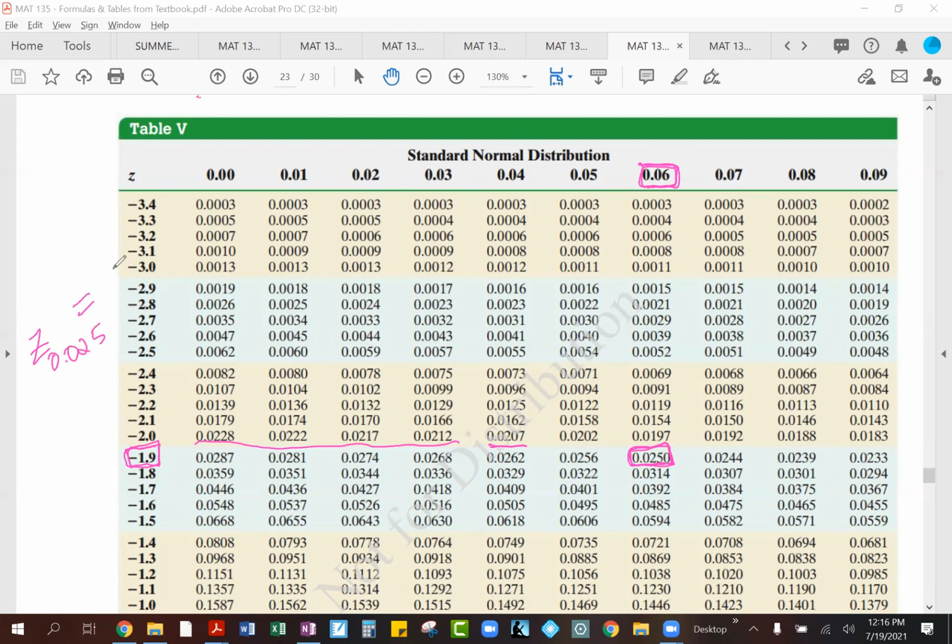And the z-score for that comes out to be negative 1.96. So you've got negative 1.9 from here, and then the second decimal place 0.06 from there. So it comes out to be negative 1.96. However, we're not really dealing with these as normal distribution curves, so we actually ignore the negative sign. I just wanted to show you where the z-score comes from.